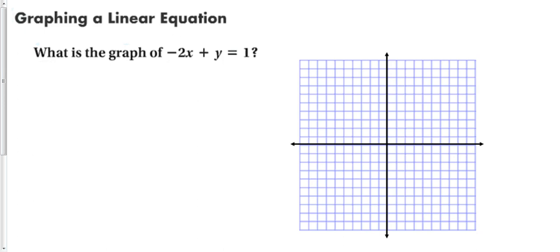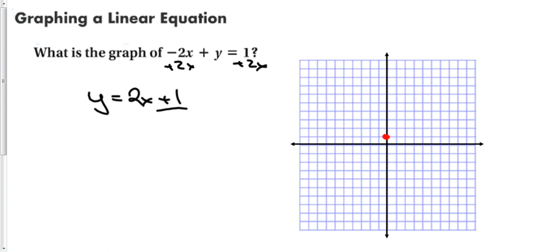So first things first, put it in slope-intercept form. Add 2x to both sides. That gives me y is equal to 2x plus 1. That's slope-intercept form. Here's my intercept point, plus 1. Let's put it on the graph.